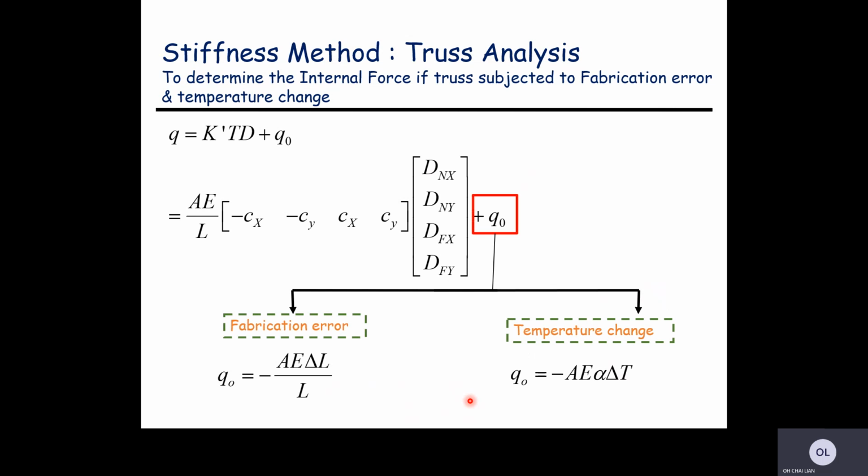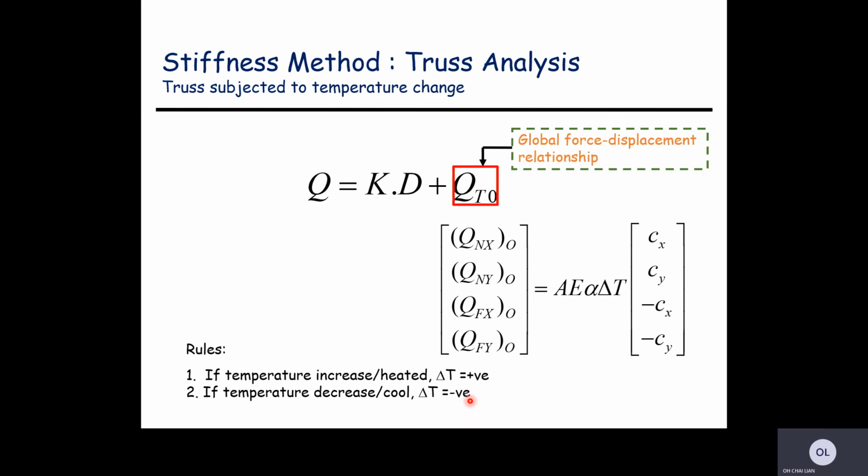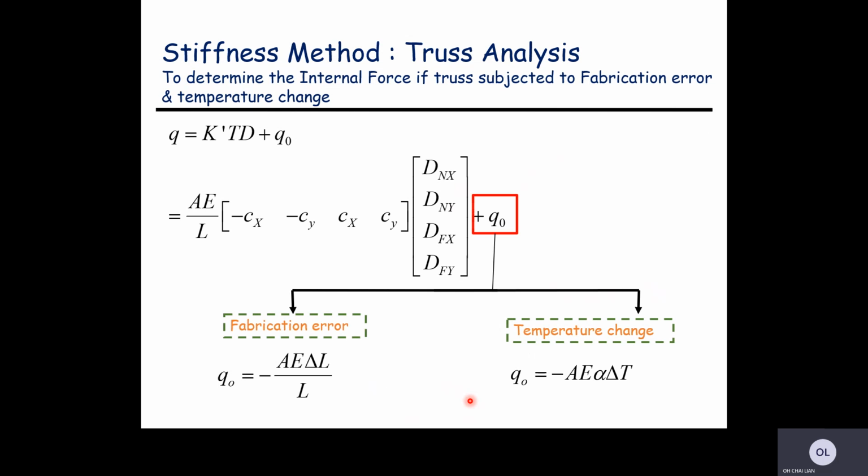So when you want to solve for your unknown displacement, you need to modify the stiffness equation. When you are determining the internal forces, you also need to modify the local stiffness equation, to which you add small q naught. For this small q naught, when subjected to fabrication error, it is negative AE delta L over L. And for temperature change, it will be negative AE alpha delta T.